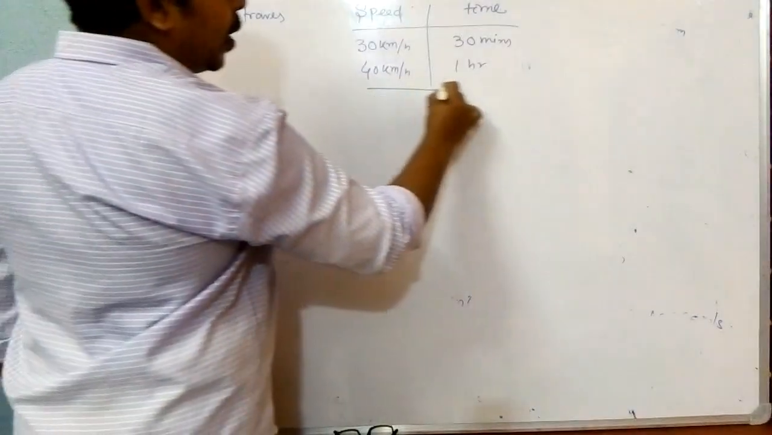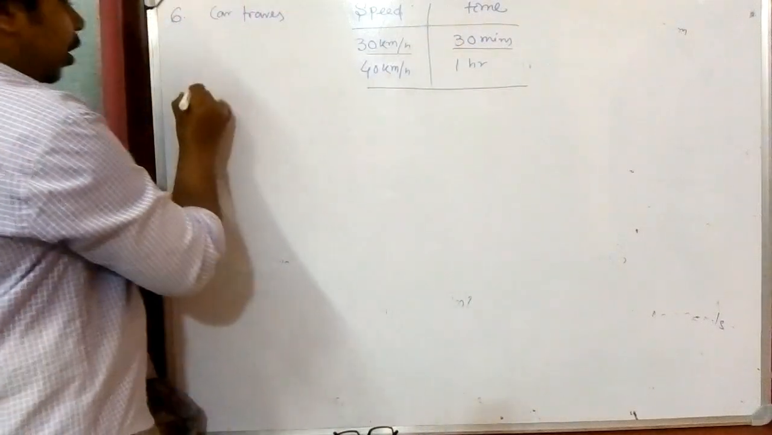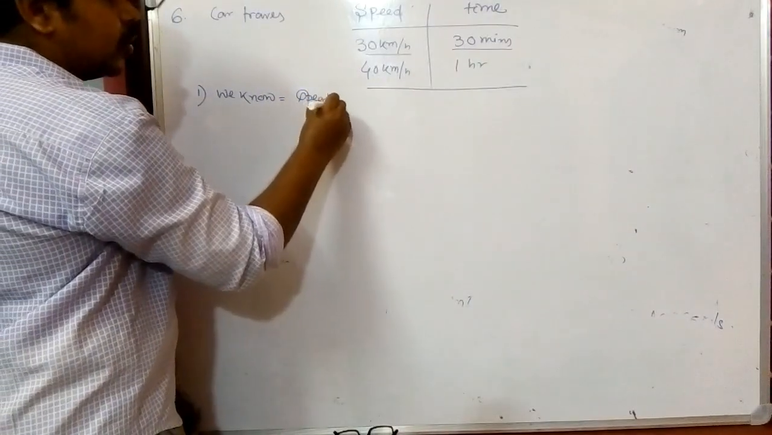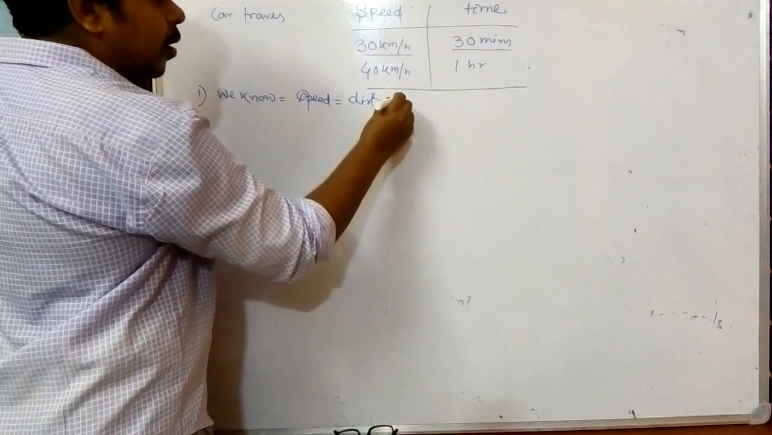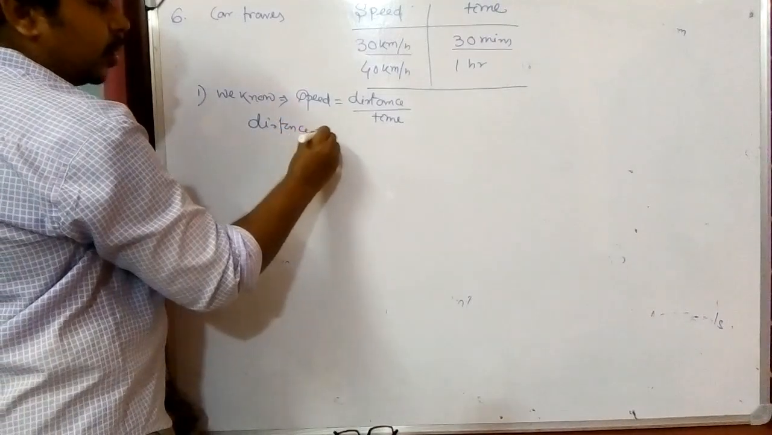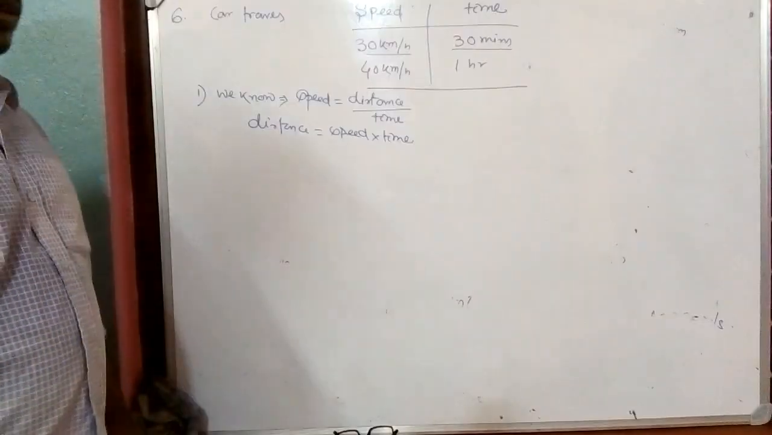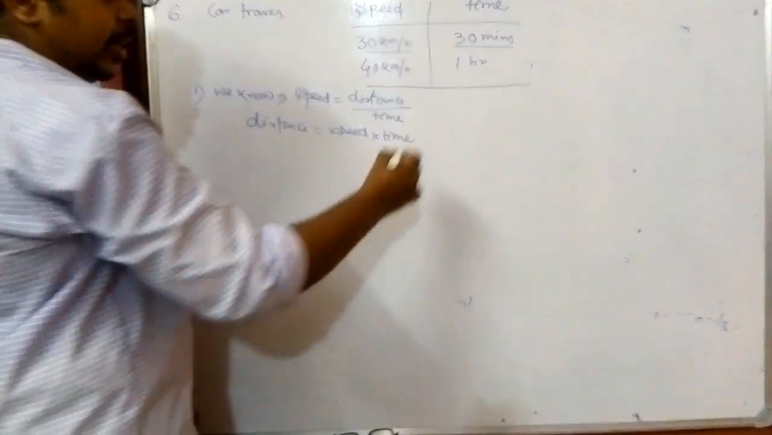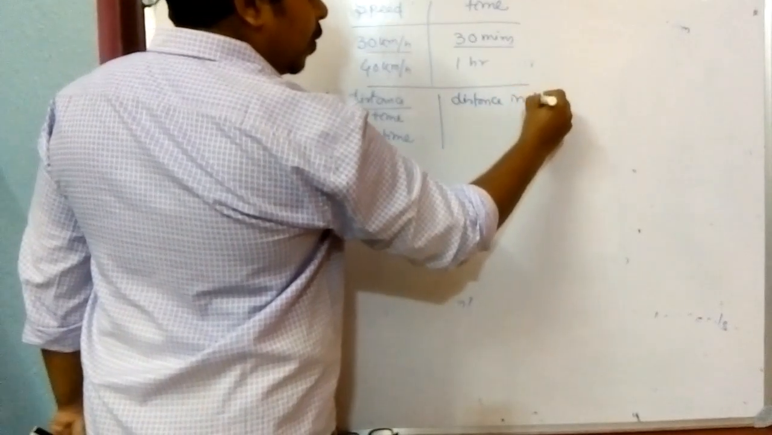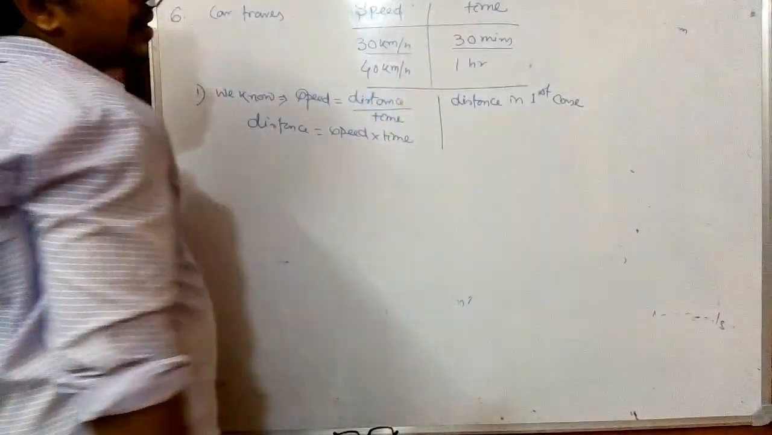Achha, are we able to find the distance in each case? Here you see the speed is given, here the time is given. We know that speed equals distance by time, and then distance equals speed into time. So if speed and time are given to us, we are able to find the distance. So we have to find here. So write distance in the first case. First case means 30 kilometer per hour, that is your speed, and 30 minutes your time.